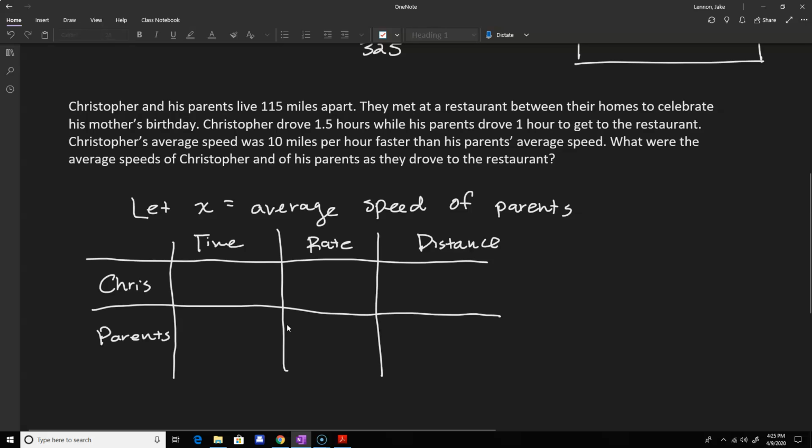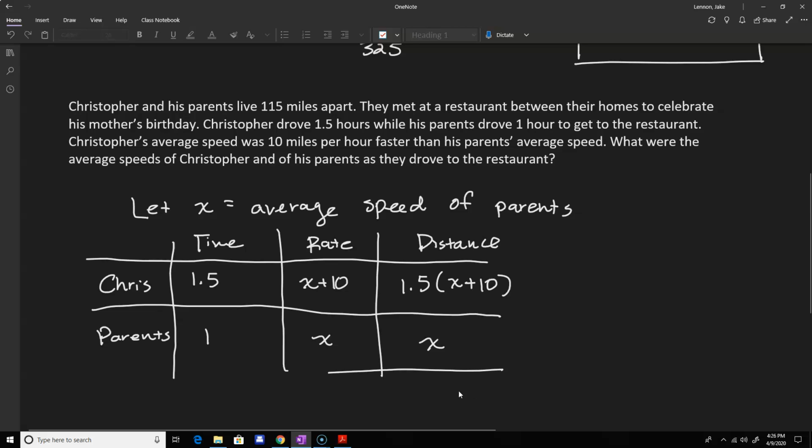So the thing is, we know the total distance, but we don't know exactly where the restaurant is quite yet. We know the times traveled, so we know Chris drove for 1.5 hours and his parents drove for 1 hour, and we know how the rates are related. We know Chris is x plus 10 based on how we've written this. He drives 10 miles an hour faster than his parents, who are driving x miles per hour. So if we multiply across, remember, for the first one, we need to put parentheses around x plus 10 because it's more than one term, and 1 times x is just x.